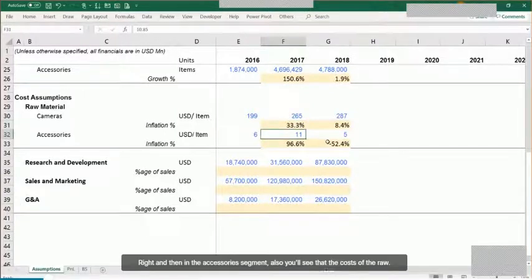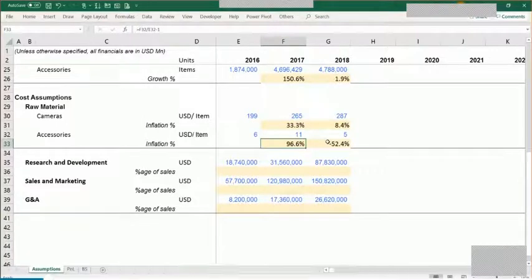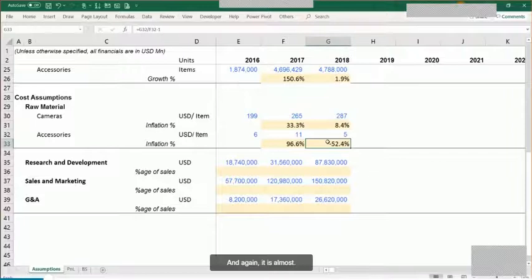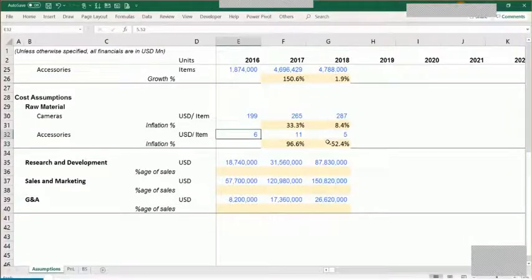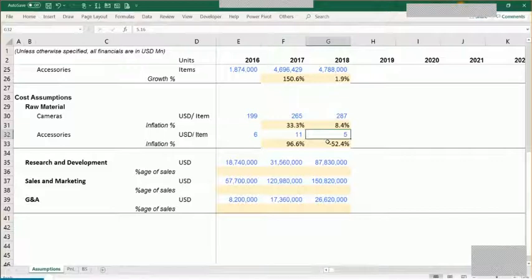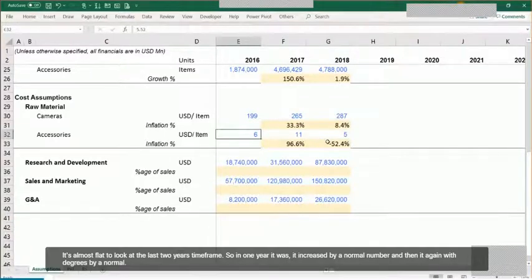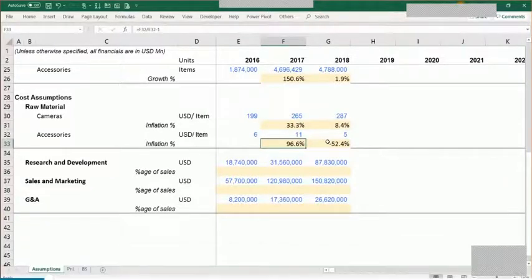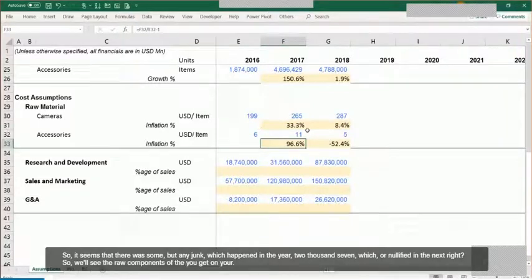And then in the accessory segment also, you see that the cost of the raw material almost doubled and again halved. It is almost the same as it was 2 years back: from $5.50 per item, it increased to roughly 11 and then again went back to the $5 number. So it's almost flat if you look at the last 2 years time frame. In 1 year it increased by a normal number and then it decreased by a normal number. So it seems that there was some temporary jump which happened in the year 2017, which got nullified in the next year itself.